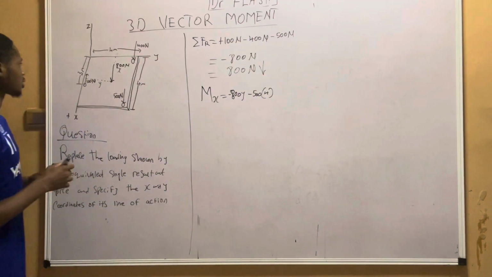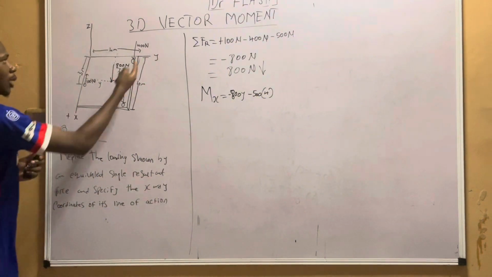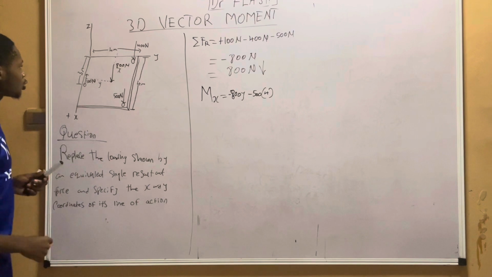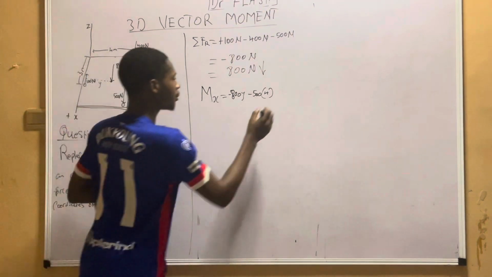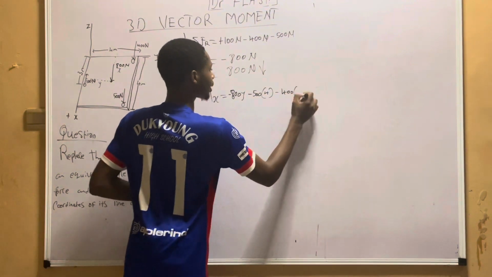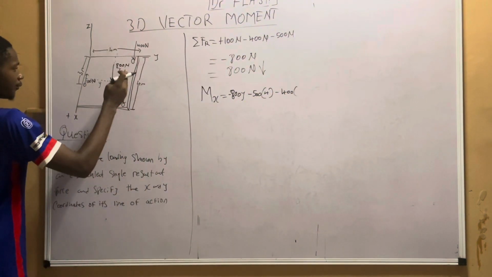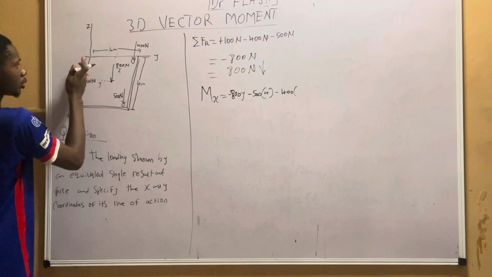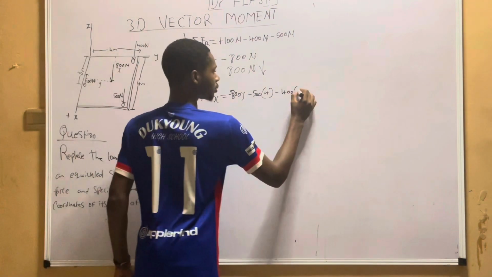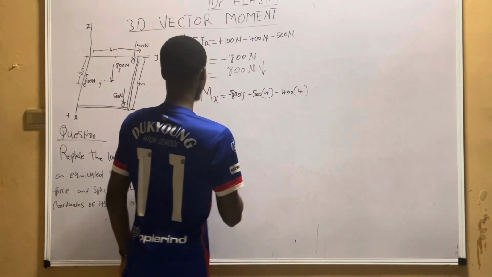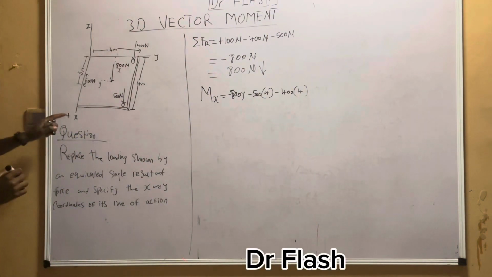What other force is given? Here is another one, 400. It's still going into the plane, right? So we should have minus 400 times the distance from here to here. That's also 4, right? So we should have minus 400 times 4 as well. Now, what else again?